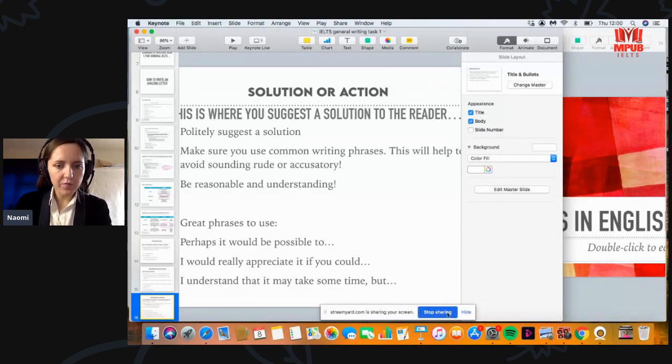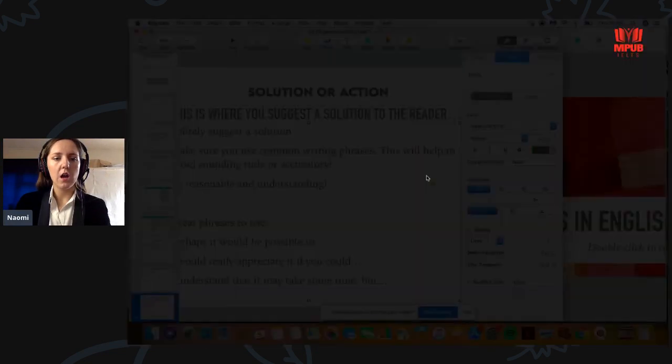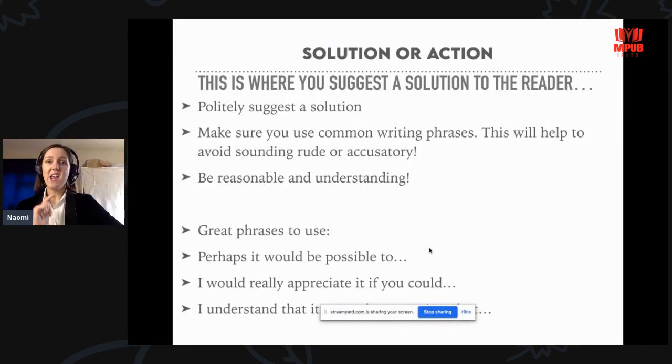Then we have, I understand that it may take some time. There we go. I understand that it may take some time. Here, this is really great because you're showing that you have empathy with the reader, that you understand. It's not just difficult for me, it's also difficult for you. Yeah, these are really good habits we want to get into. And when you move to the English-speaking country, this will help you so much. Learning to be reasonable, kind, and understanding in your writing.